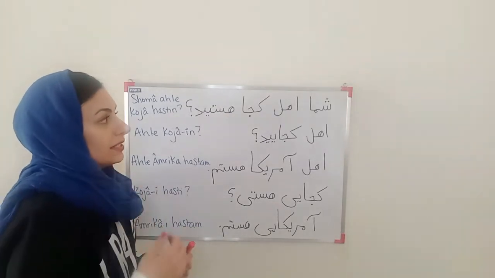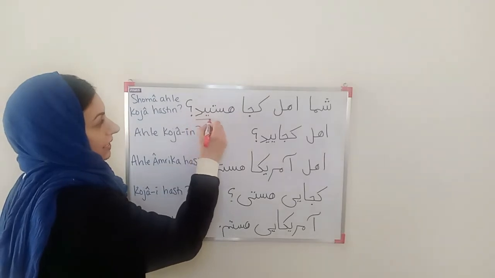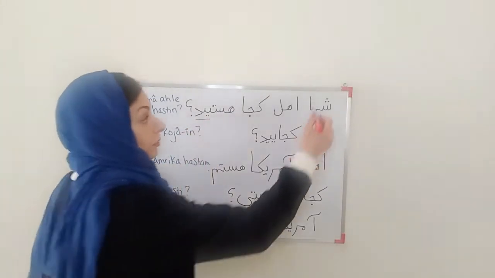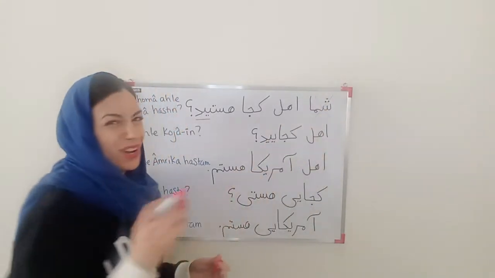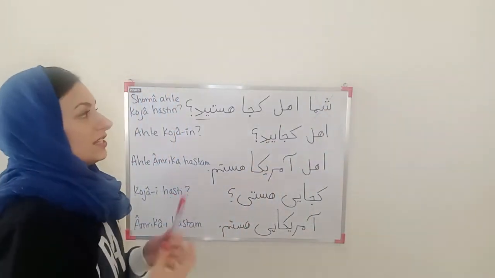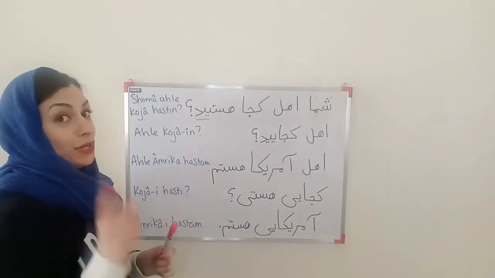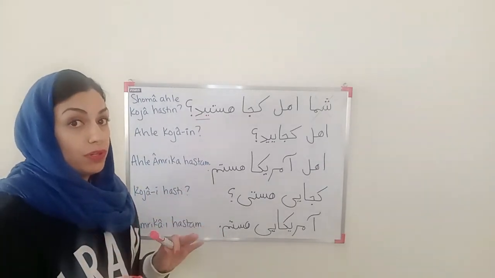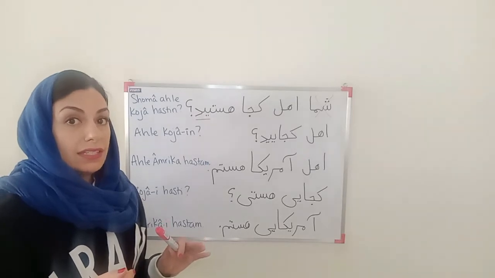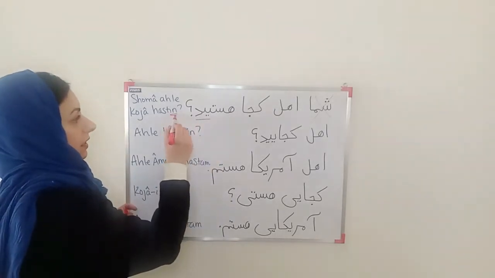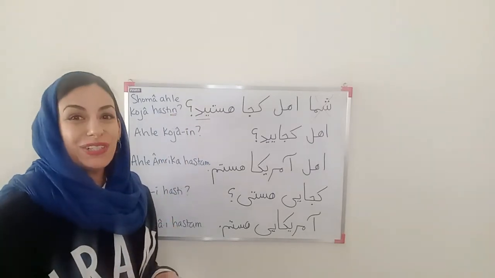We know that because of our verb ending id, this is for shoma, so we can omit shoma here, and often we do, just to ask ahle koja hasti. And of course, the difference between written and spoken Persian is that in spoken Persian, this id becomes in. So, ahle koja hastin.